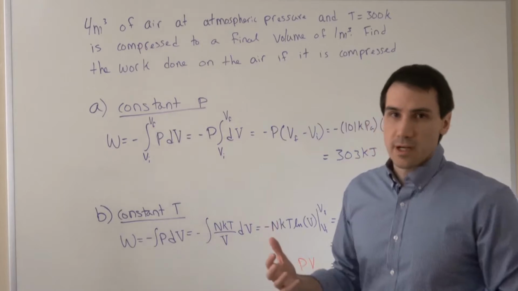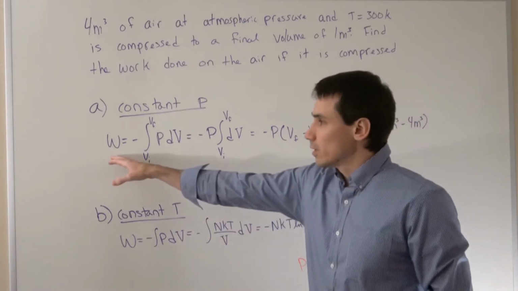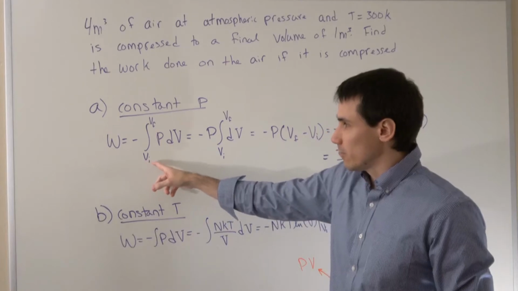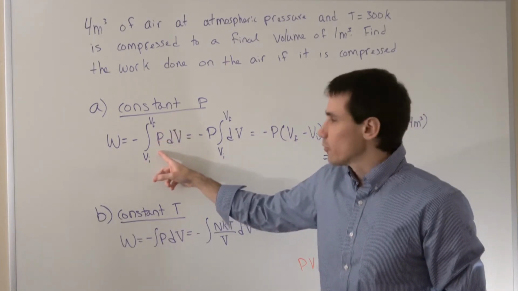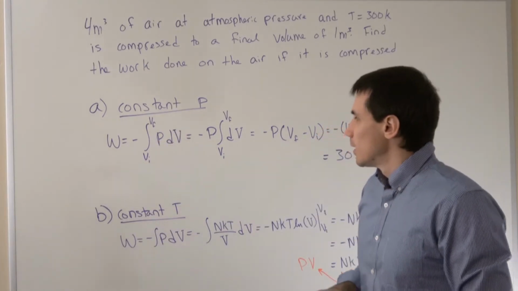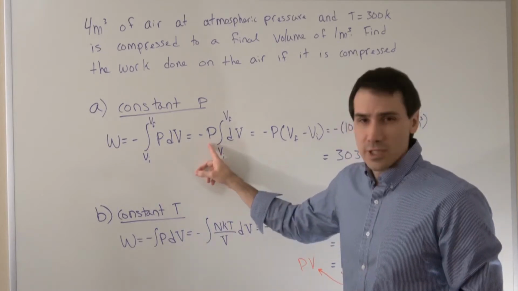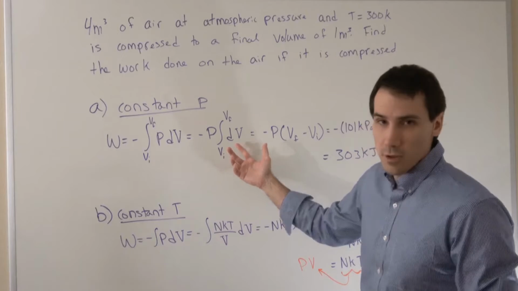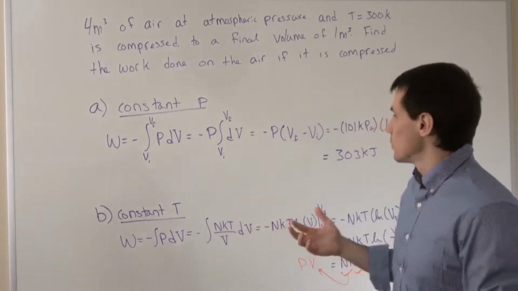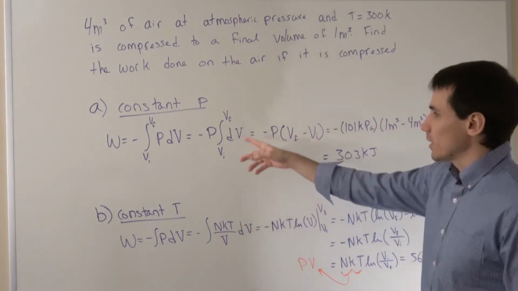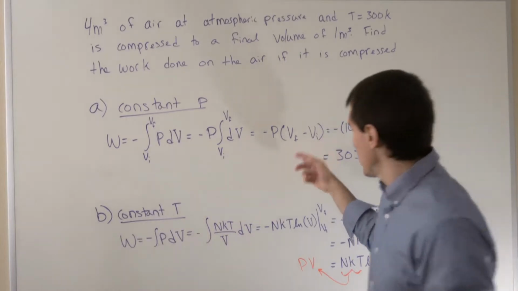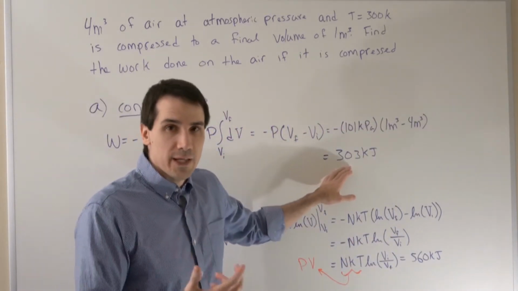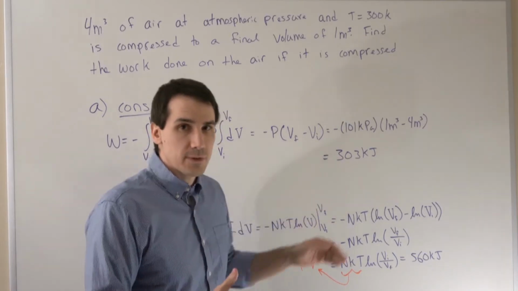So if pressure is constant, our integral for the work is always negative integral of V initial to V final of pressure dV. But since pressure is constant, we can just pull the pressure out front of the integral, and then our integral is just over dV, which of course just leads to V. Plugging in our initial and final volumes here, we end up with a work done of 303 kilojoules.